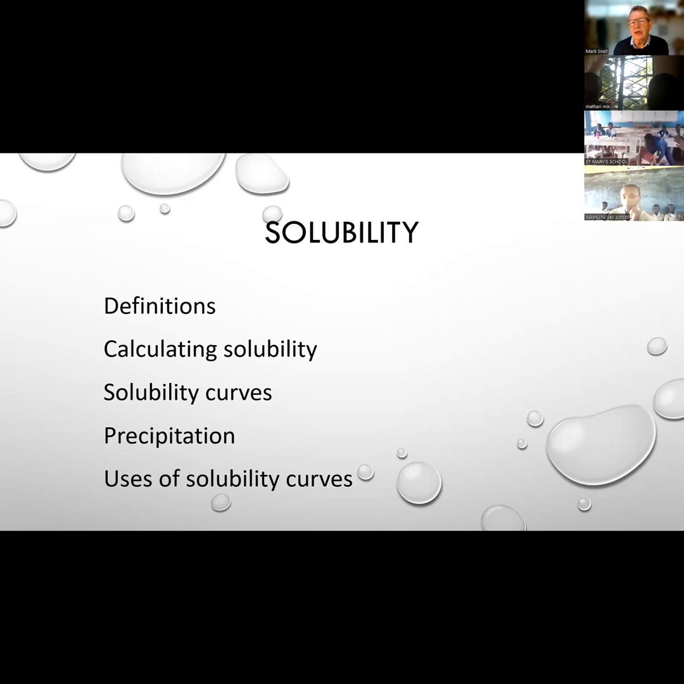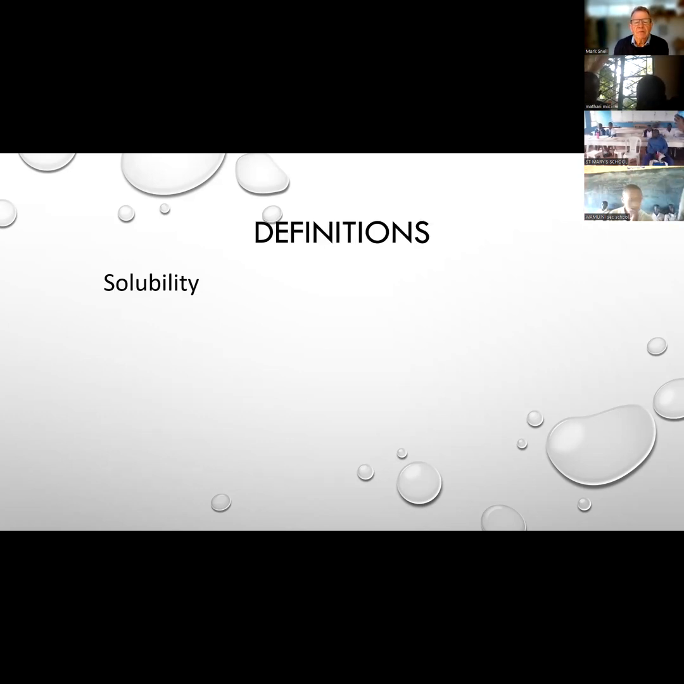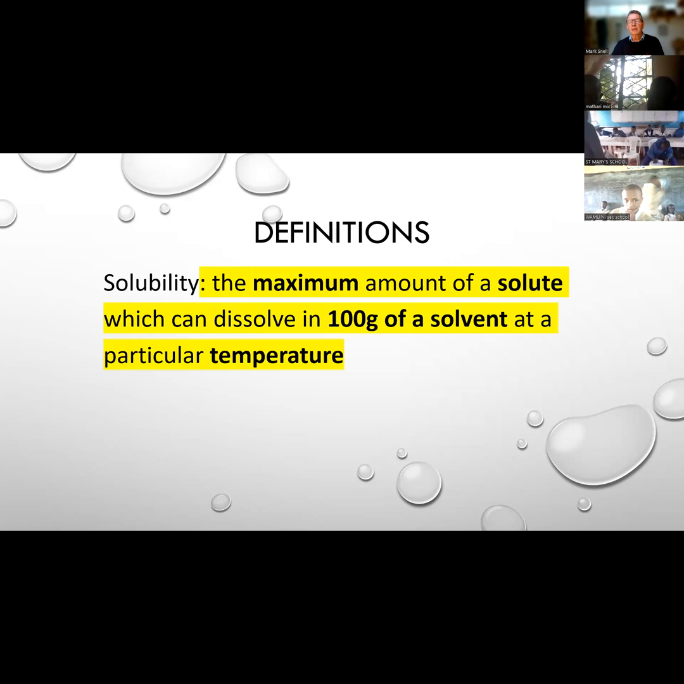So let's start with some definitions. You don't have to write them down, but if it's useful, you can. So the first one is solubility itself. Now, you know what solubility is. But if they ask you to say what it is in an examination, you have to say this. These are the words which we're going to do: solubility, solvent, solute, saturated.